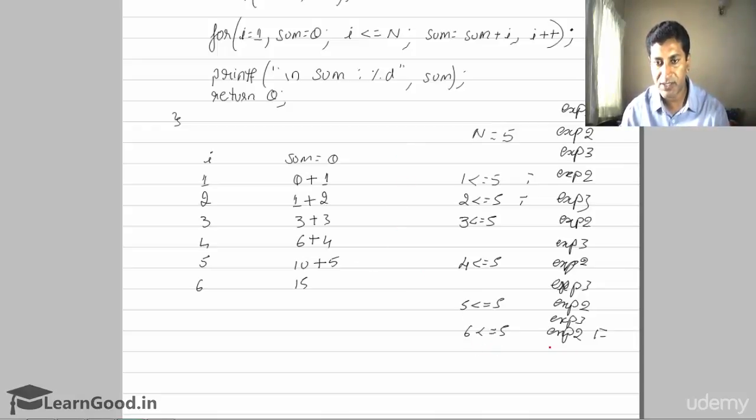Okay, so here it goes out of the loop. When it goes out of the loop, outside the loop you have a printf statement, so that printf statement will get executed. That is printf sum equals sum. So that is nothing but this 15 will be displayed. We'll see the output in the code block.